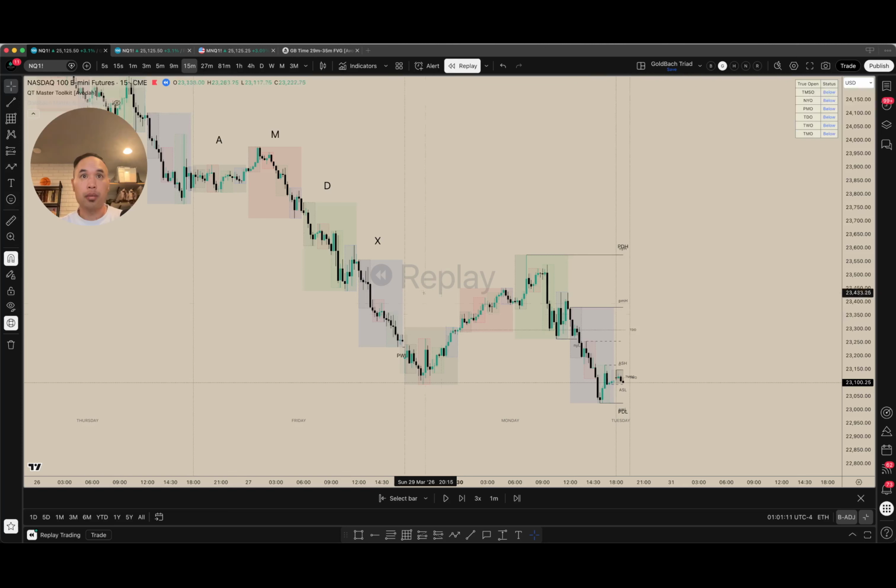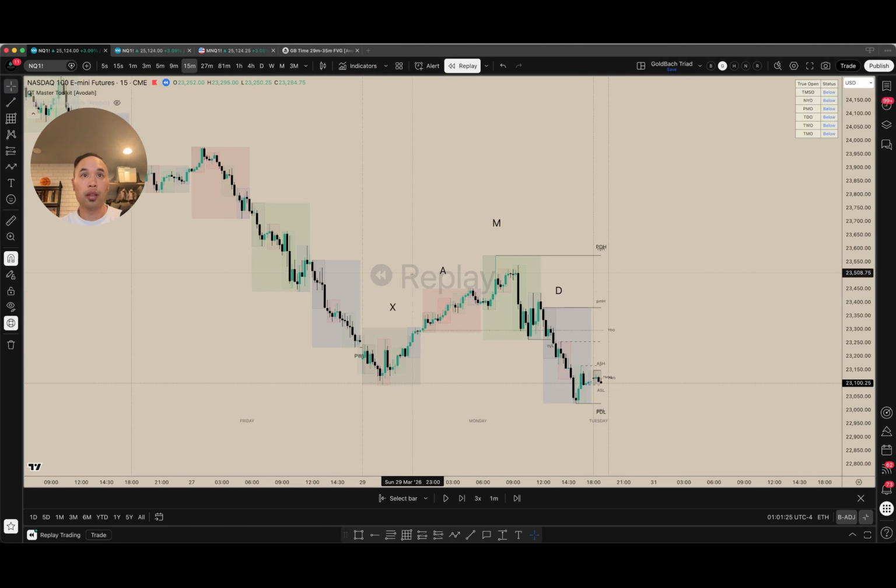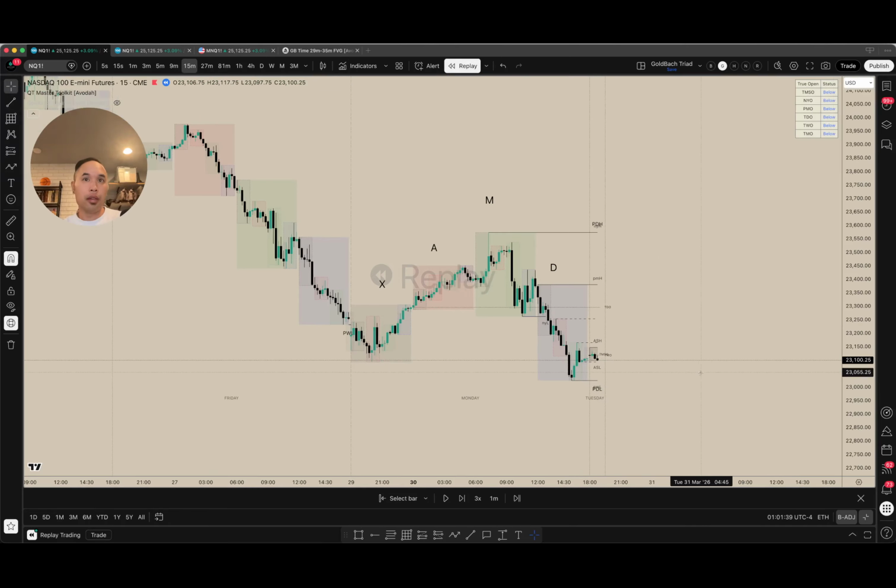In this case, on Monday, it was X. And X can either be continuation or reversal. So it's X, A, M, D. That's what Monday looked like. So this was X, which is reversal. We reversed here. A is accumulation. M is manipulation. We manipulated up. And then D, distribution down, taking out X, Monday low, right? So that's how that delivery happened.